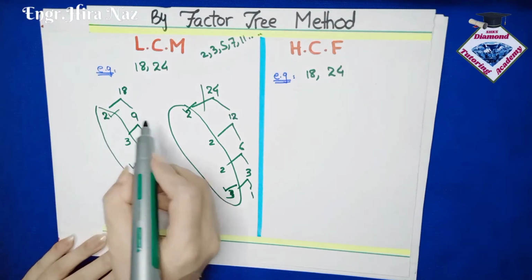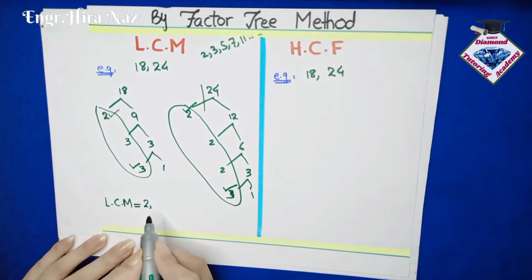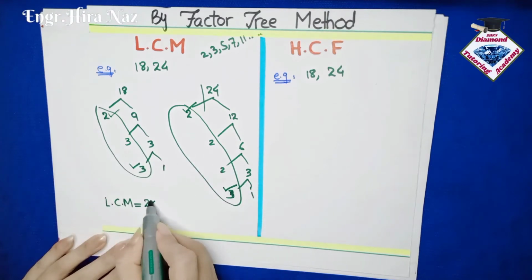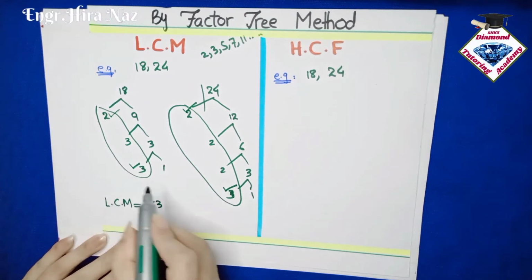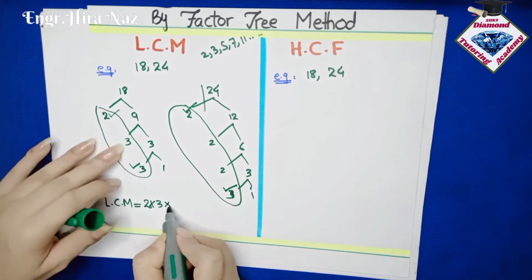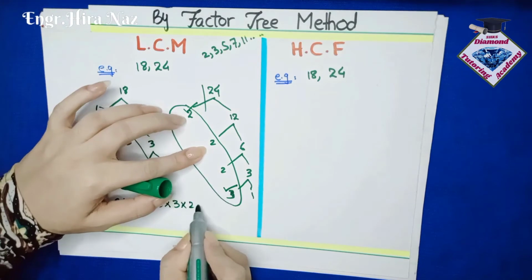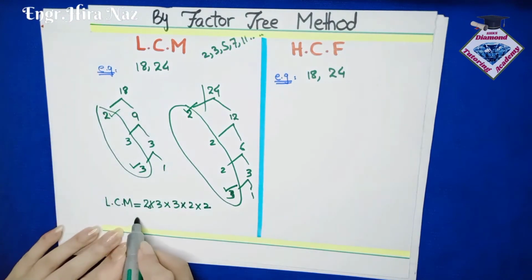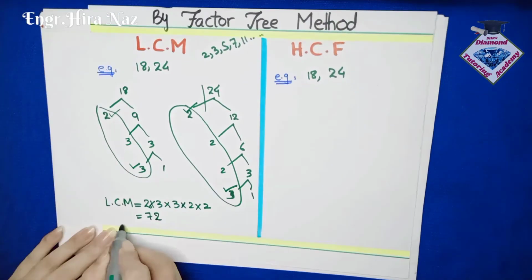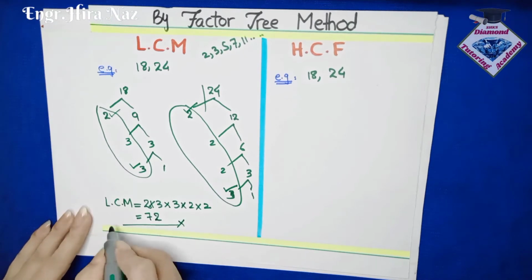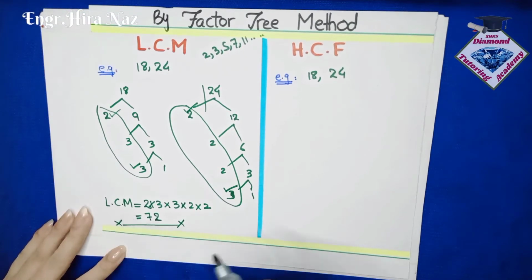So the common factors are 2 and 3. These are common factors, and uncommon factors are here in this case 3, but in this case 2 and 2. They will give us 72. So we will have 72 as our LCM.